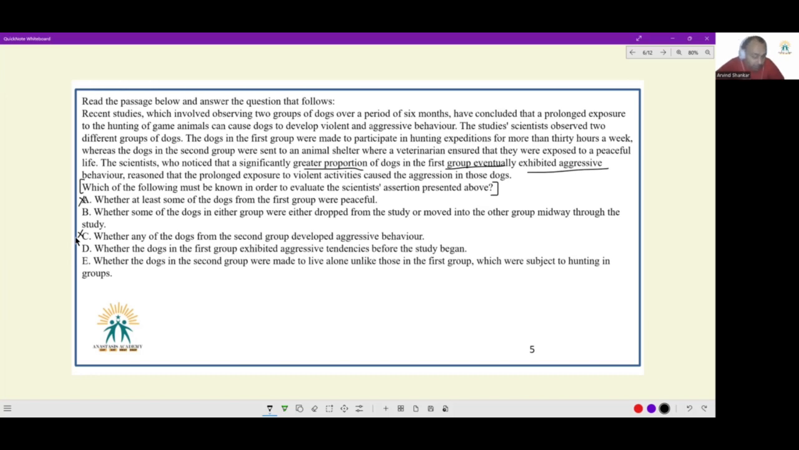Therefore, B can only damage the scientist's assertion, it cannot really help. D can help and D can damage both. Between the two of them, D survives.